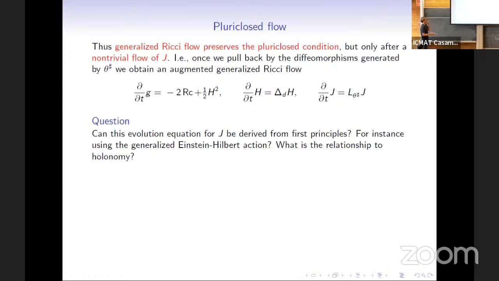Again, I want to reference back to this question about the relationship to holonomy. Here, clearly, what it's showing is that this generalized Ricci flow, once augmented with this PDE for J, preserves compatibility with J, and so it's preserving this holonomy reduction for the Bismut connection. I wonder if there's more.